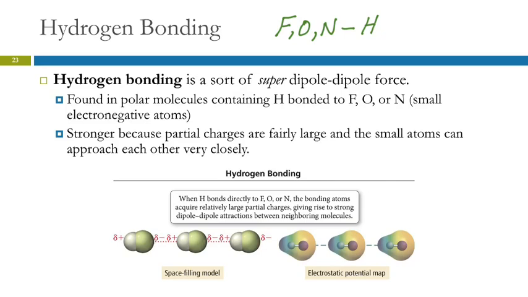So if you look at something like methane, methane has covalent bonds between hydrogen and carbon. Those are not hydrogen bonds. This doesn't do hydrogen bonding because it's not a polar molecule and it doesn't have fluorine, oxygen, or nitrogen bonded to hydrogen.